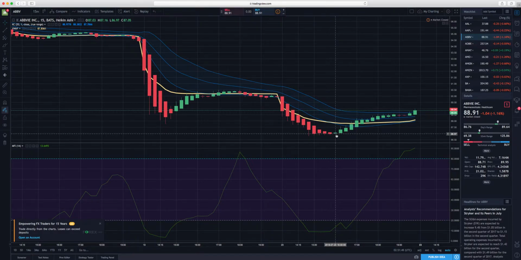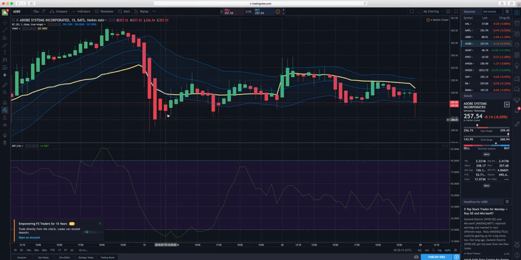So I would have bought right here. We're looking at about $87. MFI gets overbought right here on this red candle, 88.40. When you're trading a stock, $1.40, that's not really that great of a move. When you're trading an option, that is incredible. I can only imagine that these gains were 50% plus.